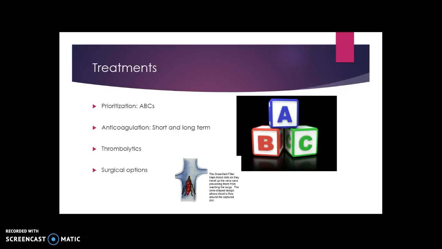Surgical options include something called a Greenfield filter. If someone has had a history of multiple PEs, they may end up with a Greenfield filter, which will capture clots in the vena cava prior to them going up to the lungs and causing more trouble.